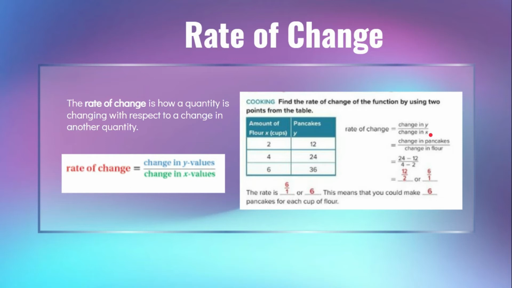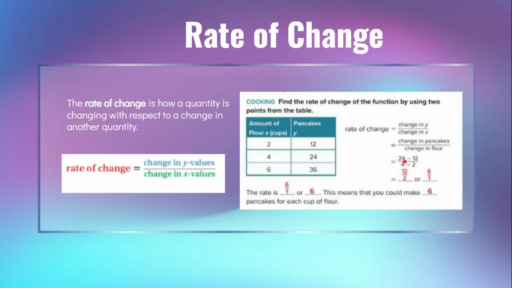As seen in the table, y represents pancakes, so we have the change in pancakes as a numerator, and then x represents the amount of flour measured in cups. So down here in the denominator, change in flour. We take a look at the amounts. So we've got 24 and 12. We are going to write these as the numerators, or as a change in y. So 24 minus 12 over 4 minus 2.